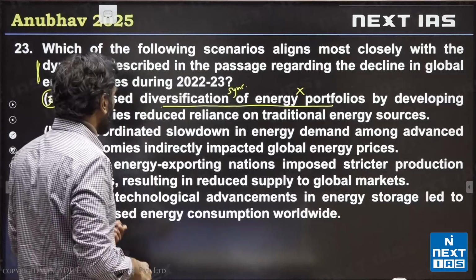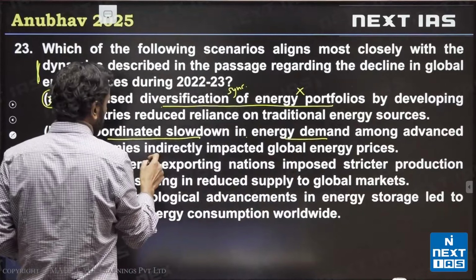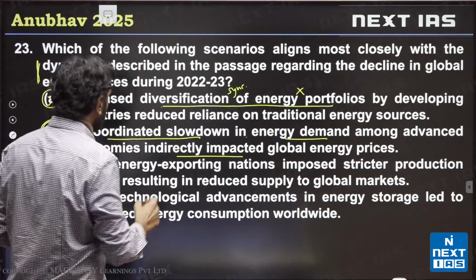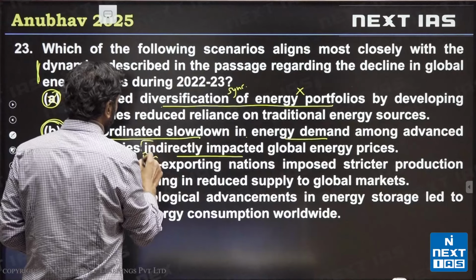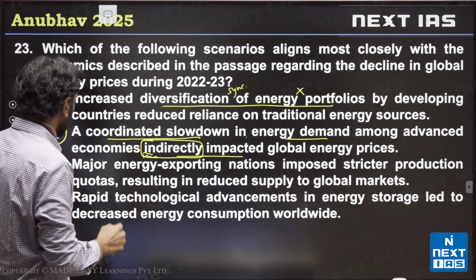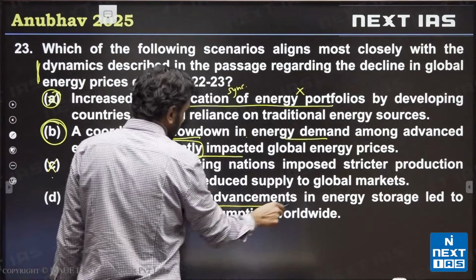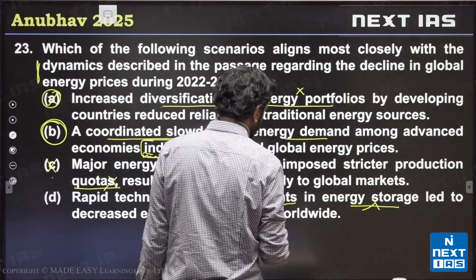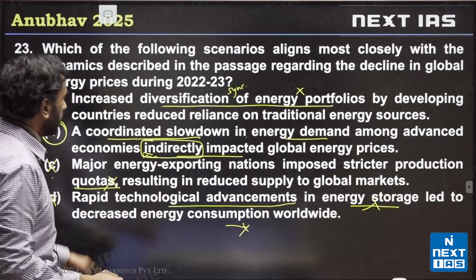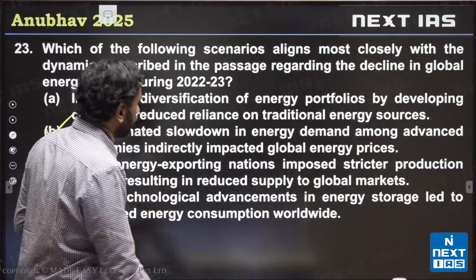So A is invalid. Let's look at B: a synchronized slowdown in energy demand among advanced economies indirectly impacted global energy prices. Option B has a problem. I don't know if I can accept the word indirectly, so we'll put B aside. Let's look at C. Major energy exporting nations imposed stricter production quotas resulting in reduced supply to global markets. This is nowhere discussed. And D says rapid technological advancements in energy storage led to a decrease in consumption. So C and D are completely invalid. We're left with B. B says indirectly, but one can say the impact can be direct also. B is the right answer, the only possible answer here.